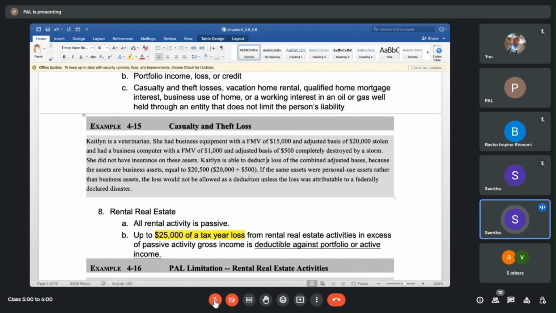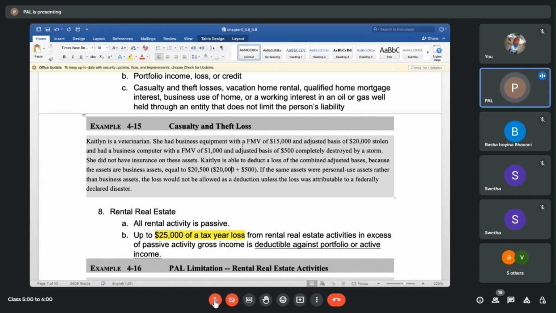If the same assets are personal use assets rather than business assets, the loss would not be allowed as a deduction unless the loss was attributable to federally declared disasters.